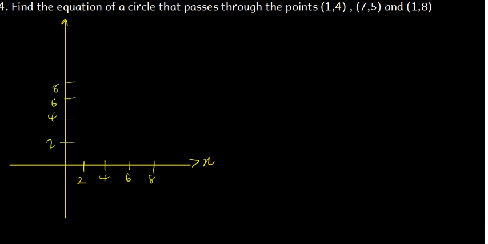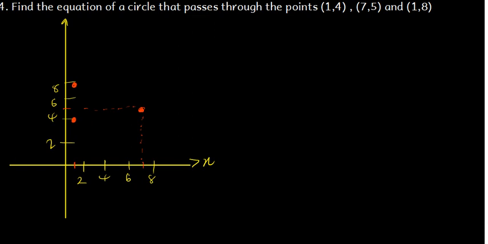Alright, so the first point that we have is (1, 4). (1, 4) will be somewhere here. So 1 is going to be here for x, so this point is going to be here. And then I've got (7, 5). 7 will be somewhere here, 5 will be in the middle there, so put it somewhere there. And then you've got (1, 8). 1 is there, 8 is there, so it passes there.